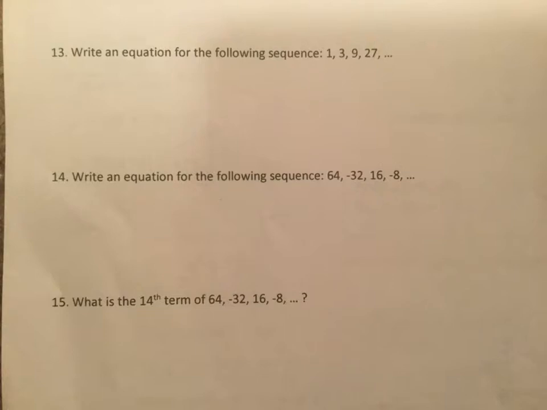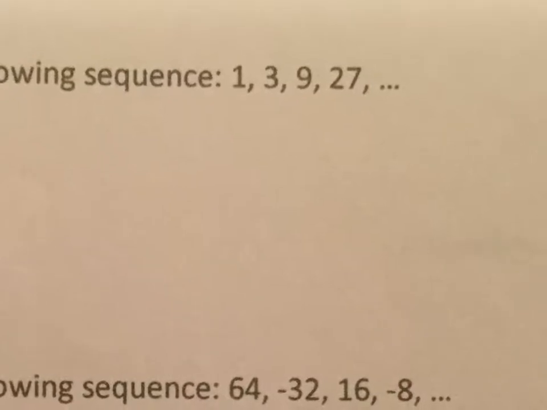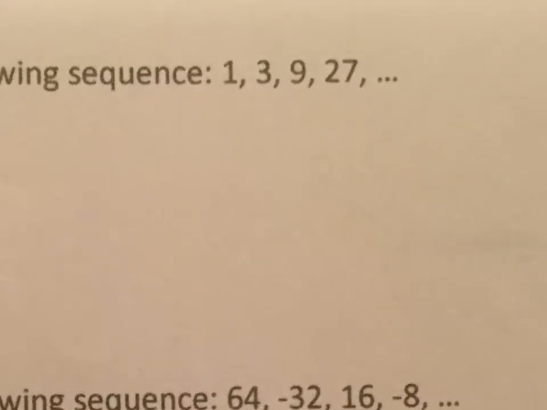Okay, in each of these three problems, we need to write the equation for a sequence. So let's start with number 13 here. In order to write an equation for a sequence, we need to figure out what kind it is. So I'm going to check for adding. Let's see. So 1 to 3 is plus 2, and then plus 7, and then plus 18. So this is clearly not arithmetic, so it has to be something else.